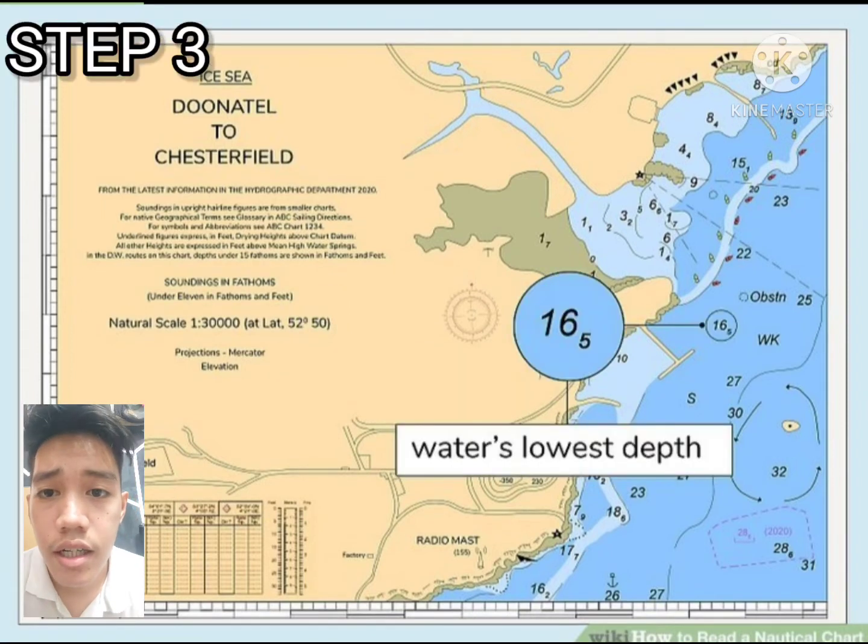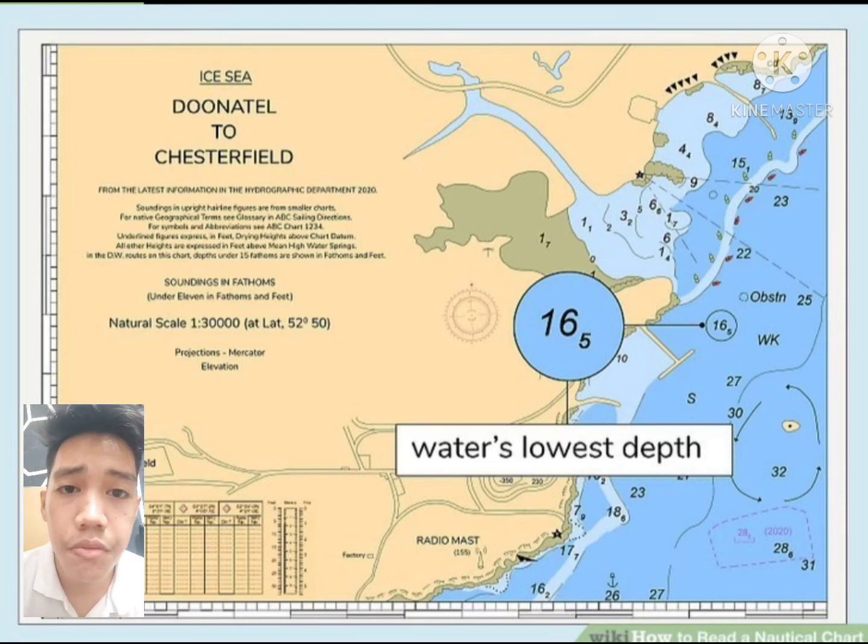Step 3. Read the chart's numbers to figure out the water's lowest depth. The black numbers printed on the chart represent water depth. Each number indicates the mean lower low water in an area. This is the average water depth at low tide. So most of the time the water is deeper than what you see on a chart. If you see a negative number, that means the water depth in the area is typically less than what is listed on the chart.